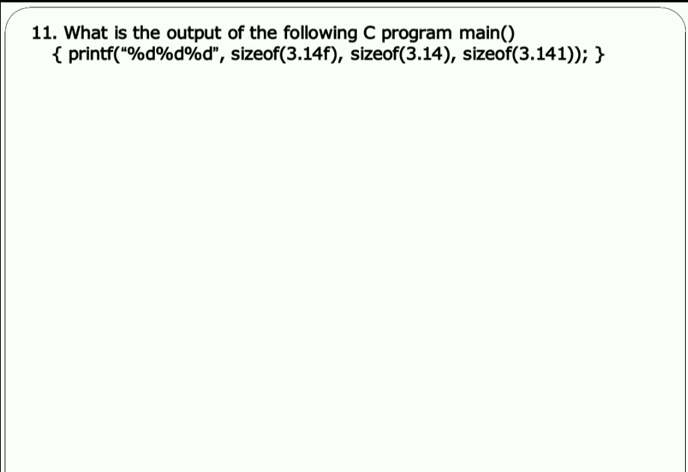So in the given C program, the size of 3.14f, that is the float value. This expression calculates the size of the floating point constant 3.14 in bytes. On most systems, floating point numbers are represented using 4 bytes, that is 32 bits, right? So the size of 3.14f is 4 bytes. Next, size of 3.14. Here 3.14 is a float value, right? So the size of the floating point result will also be 4 bytes.